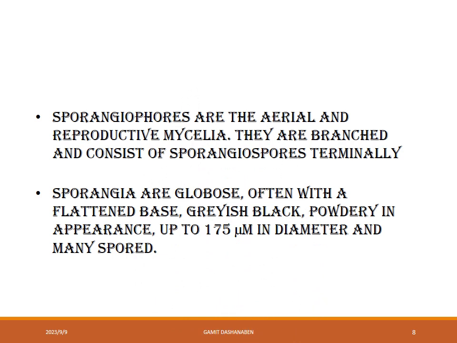Sporangiophores are the aerial and reproductive mycelia. They are branched and bear sporangia terminally. Sporangia are globose, often with a flattened base, grayish-black, powdery in appearance, up to 175 micrometers in diameter, and many spored.